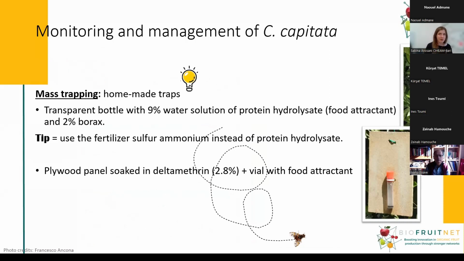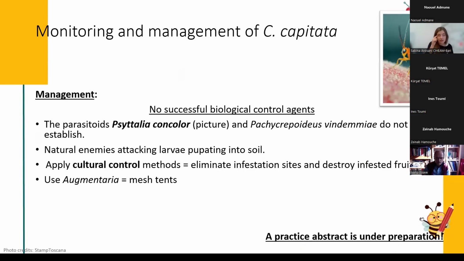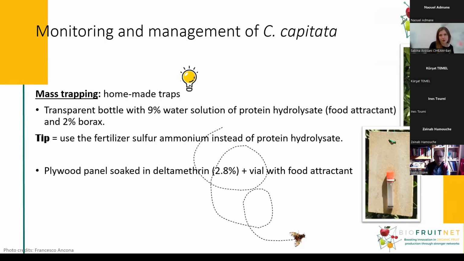If you don't want to buy the traps, you can make your own. So you can either use transparent bottles filled with an attractant, usually a food attractant, and borax. A good tip is that if you don't know how to have protein hydrolysate, you can use the fertilizer sulfur-aminium. But you can also use panels that are soaked just with the insecticide, so deltamethrin, and you just attach a food attractant on that. Obviously, there is also the glue on the panel.